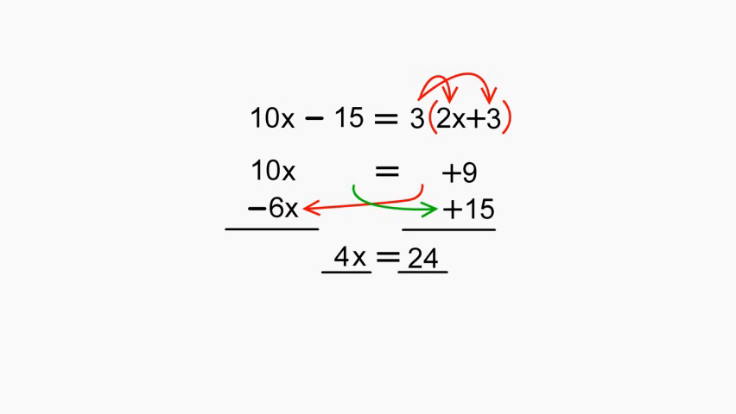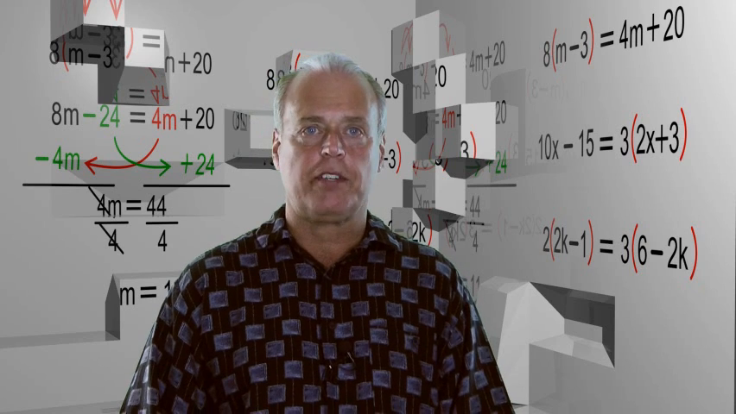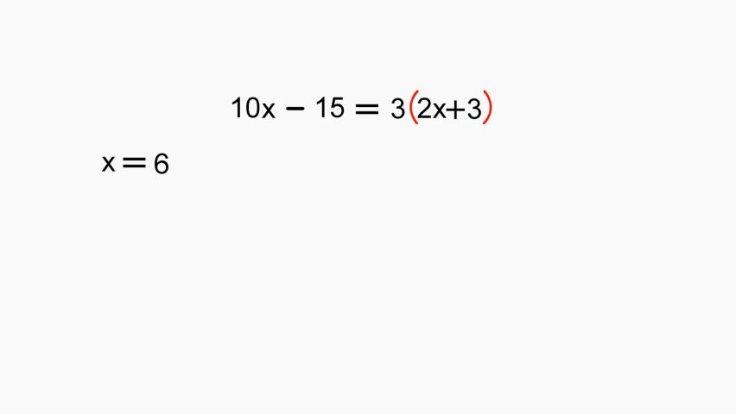I have to divide both sides by 4 to get rid of it on the left side, and on the right side, 24 divided by 4 is 6. Now I have to check it. Wherever I see an x, I replace it with the 6 and do the arithmetic on each side to make sure they are equal to each other.